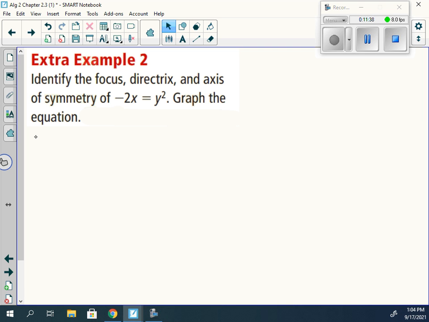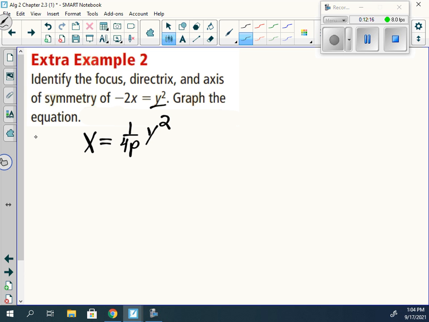Identify the focus, directrix, and axis of symmetry of -2x equals y squared. And we're not going to focus on graphing the equation. So looking at this here, which is our general form for the equation? Is it going to be our x equals 1/4p times y squared, or y equals 1/4p times x squared? X equals. What gave us that idea? Because we have y squared. Y squared is the term that's squared, so that's the one that we're going to use.